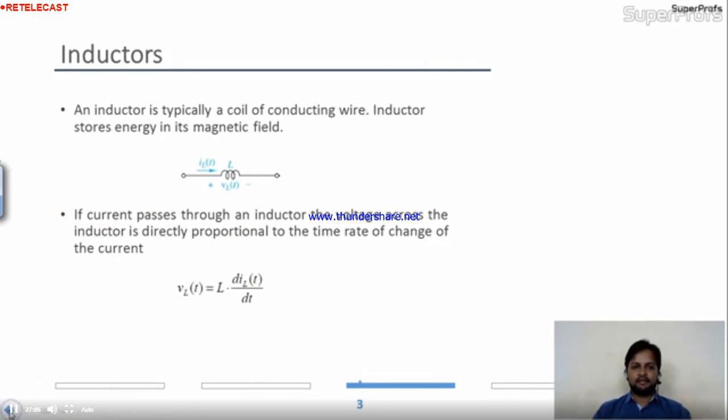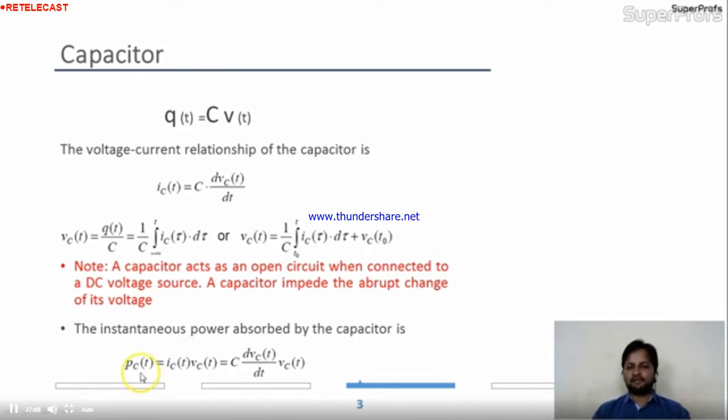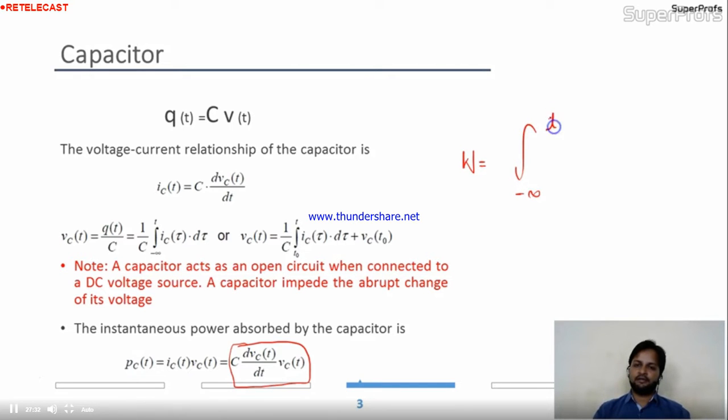This is the inductor. Where is the capacitor? This is the capacitor. For the capacitor, the power was given over here. P(t) is nothing but C dVc/dt into Vc(t). Now, the whole energy is the integration from minus infinity to t of P(t) dt. Here P(t) is C dVc(t)/dt into Vc(t) into dt.